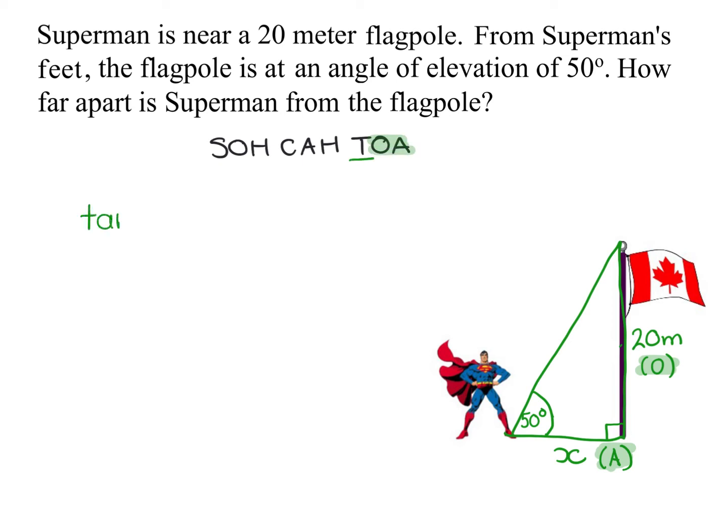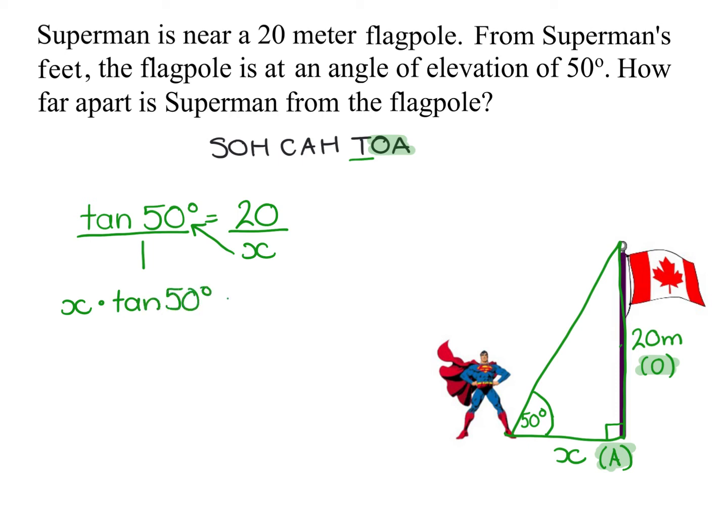So again, start out by writing tan and the angle beside it, which is 50 degrees. O comes first, which is 20, and then A comes second, which is X, so that goes at the bottom. Now, because we're finding a side, we're going to have to cross multiply. So let's write X times tan of 50 degrees on the left-hand side, then the equal sign, and let's multiply 1 times 20, which is just 20. Now we want to isolate for X, so let's get rid of the tan of 50 degrees by dividing both sides by tan of 50 degrees.